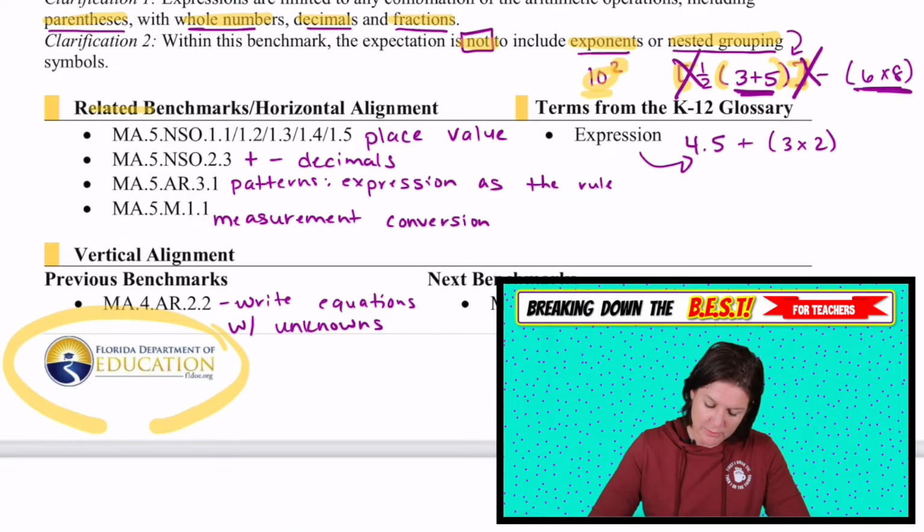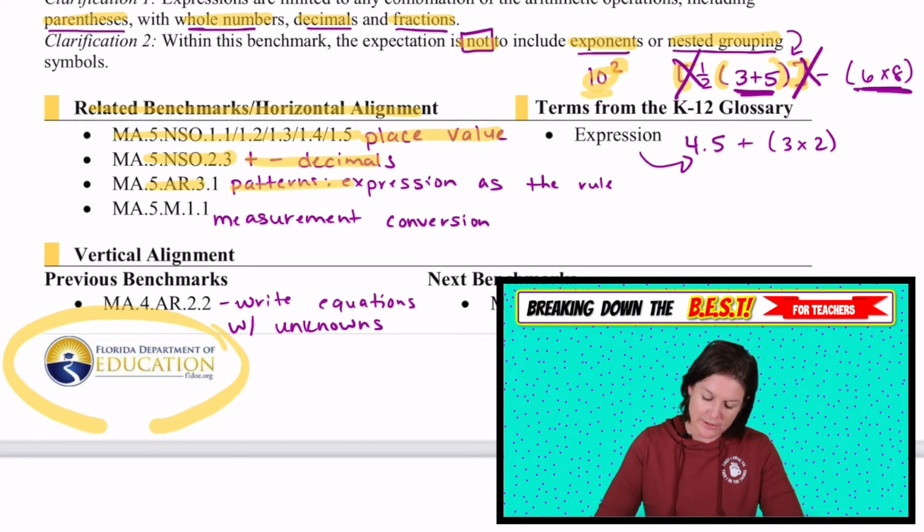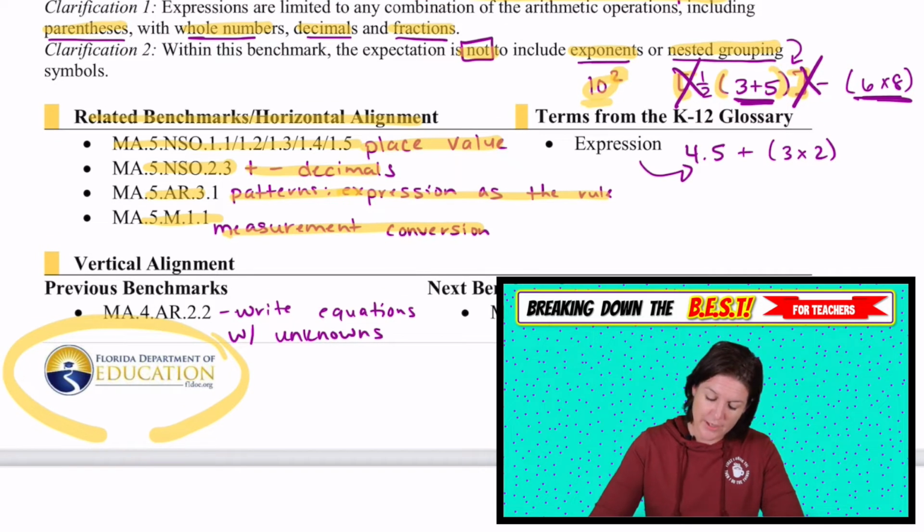Okay. Some related benchmarks. There are a lot because we have a lot of different operations going on. So all of these NSO.1 standards are your place value standards. 5.NSO.2.3, adding and subtracting decimals. This is your pattern with an expression as a rule and measurement conversions right there. I think that there are a lot more, but honestly, there are, because you're working with so many different operations, there's a lot of standards that are being addressed and related here.